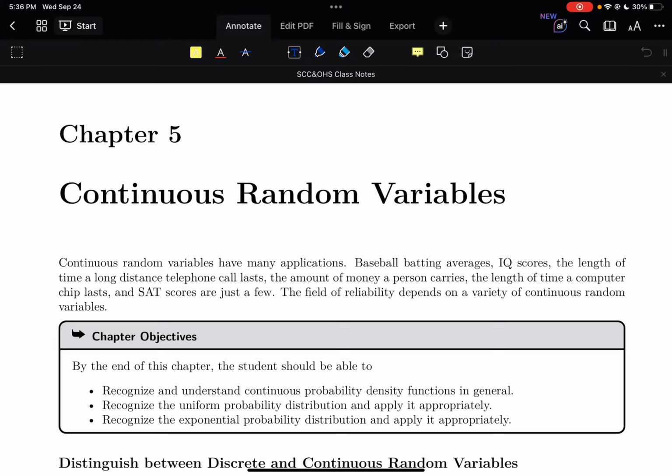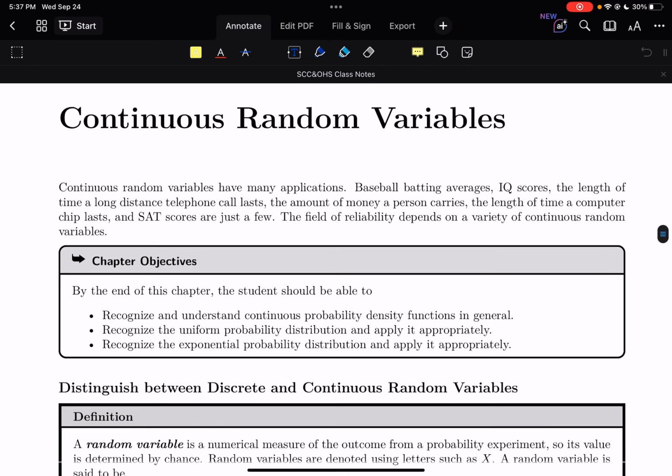So we just finished talking in chapter 4 about the idea of discrete random variables. These are random variables that have countable numbers, right? Numbers that go from 1 to 2, 3, 4, 5, but don't contain values in between. Now in chapter 5, we're talking about continuous random variables and then continuous probability distributions and functions.